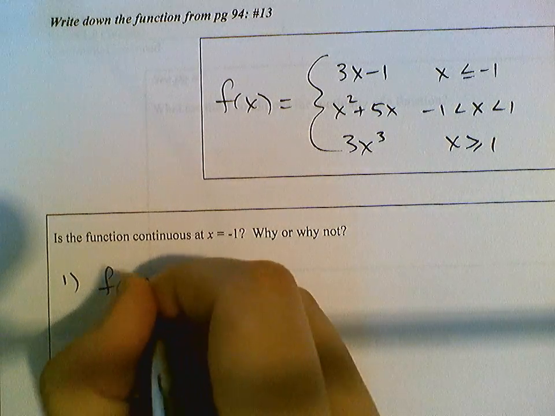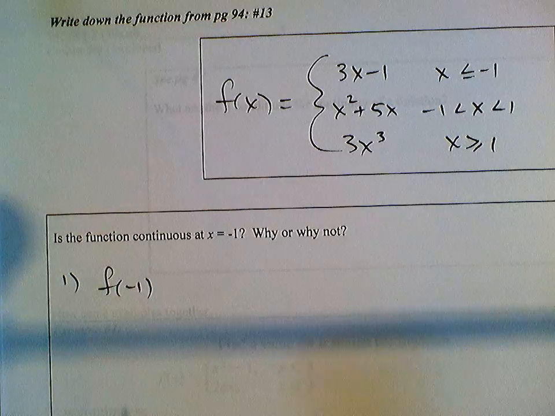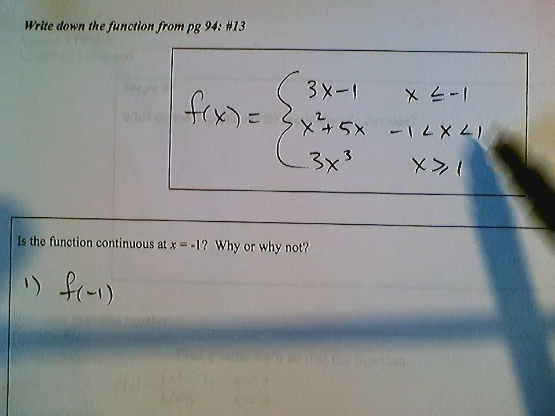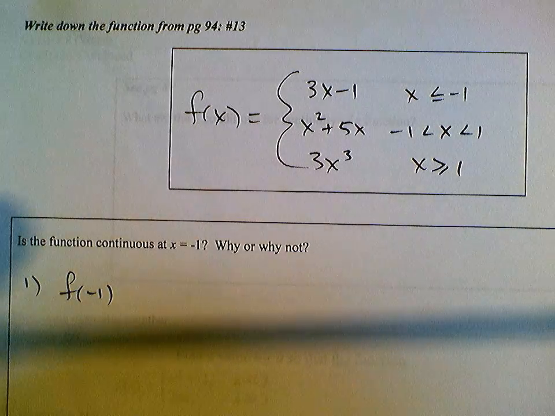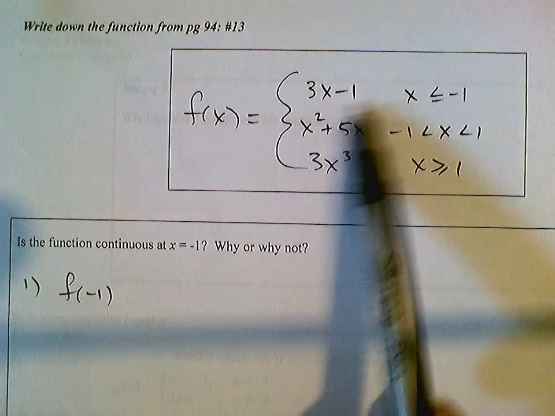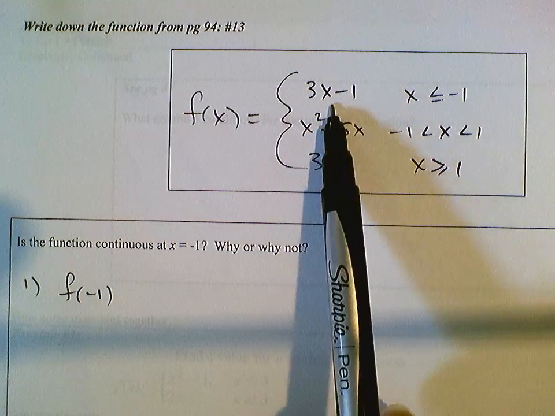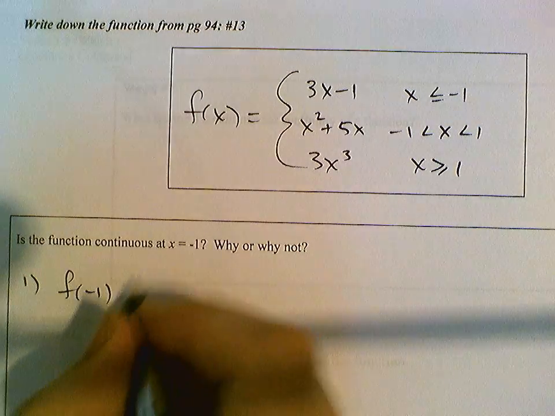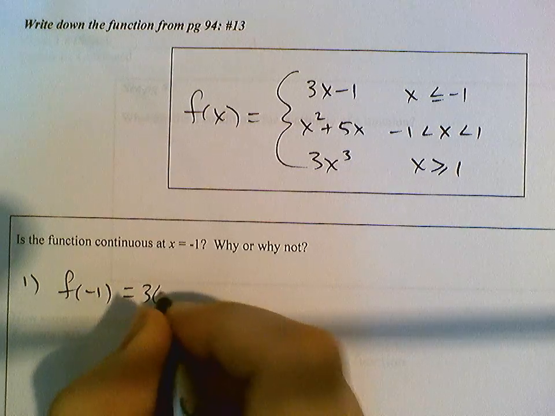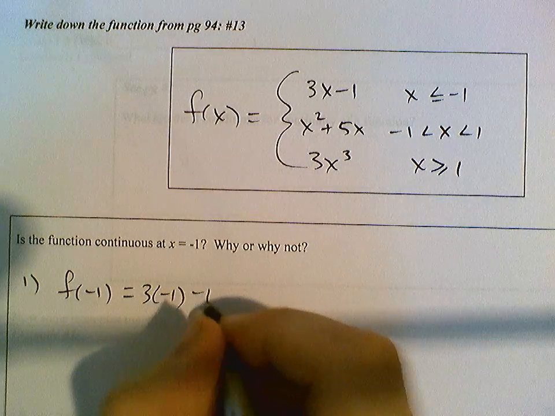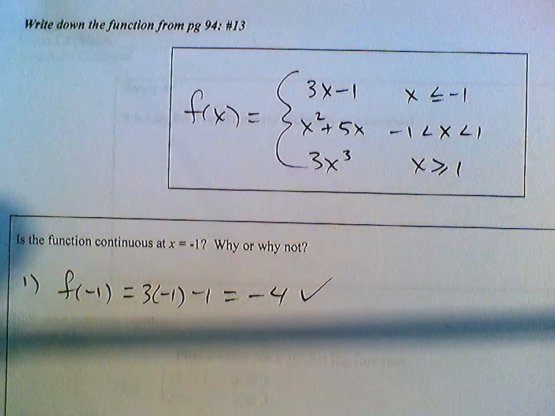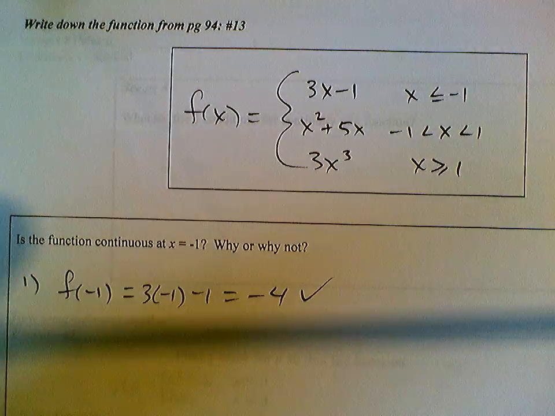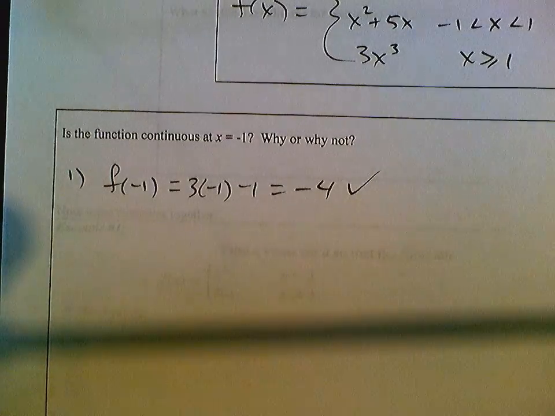So I'm going to go f of -1. I'm going to see if this is defined. Now, -1, which interval or which piece am I going to be using to test f of -1? It's going to be this top piece, all right, because this is the piece that we're using for x less than or equal to -1. So this is 3 times -1 minus 1, -4, check. The first part checks out. We get an actual number. It is defined. Now I've got to do the second part.